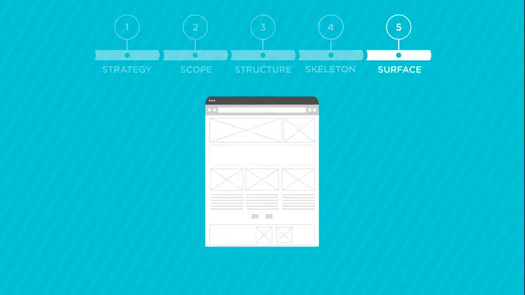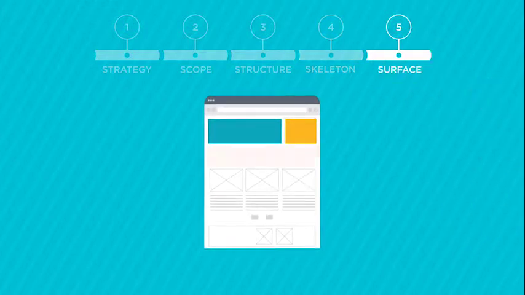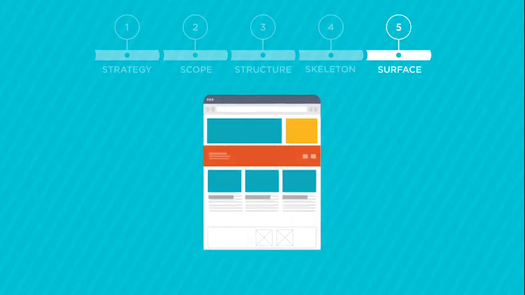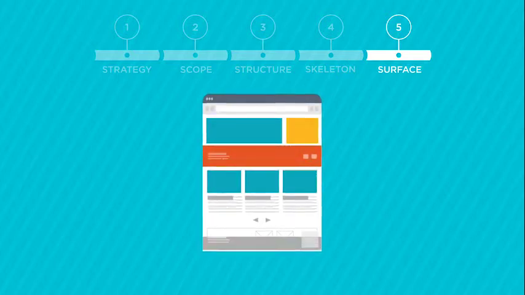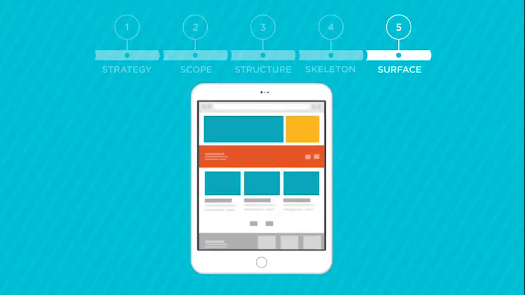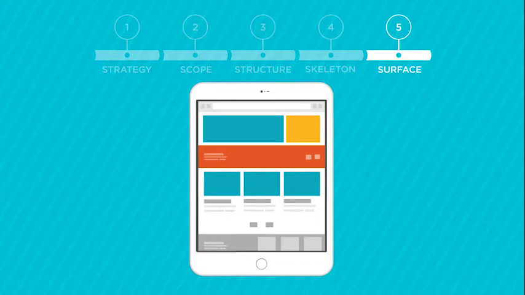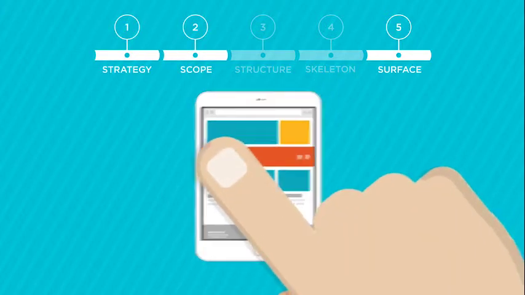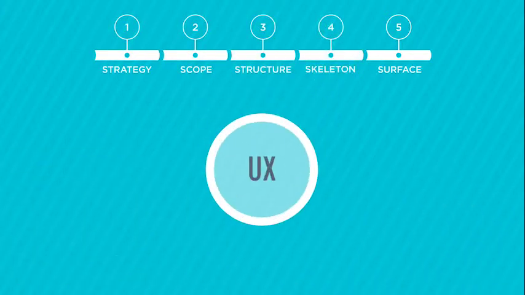The fifth and last stage is the surface. The surface is the visual design that compiles everything that has previously been researched. It generates an emotional connection with our client and materializes the user experience we have designed. These 5 steps are key in designing a successful UX.